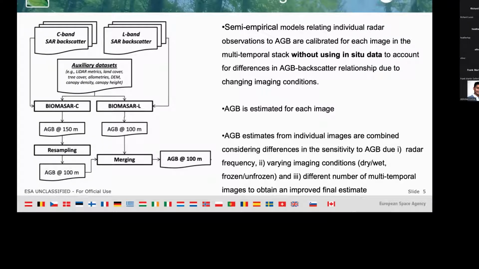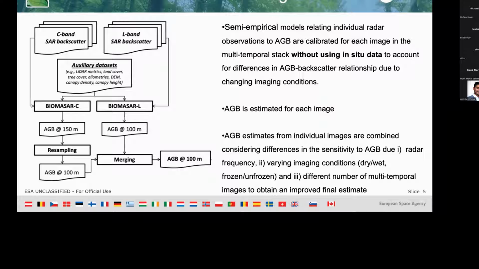With respect to the algorithm, the core algorithm has been referred to as BIOMASAR, which has been adapted for C and L-band. A main feature of this algorithm is that it doesn't rely a lot on in situ data for calibrating models. In this algorithm, we calibrate semi-empirical models that relate C and L-band backscatter to biomass. But that's done mostly without using in situ data, which is an important feature for global mapping algorithms, because in large areas of the world, we simply don't have in situ data.